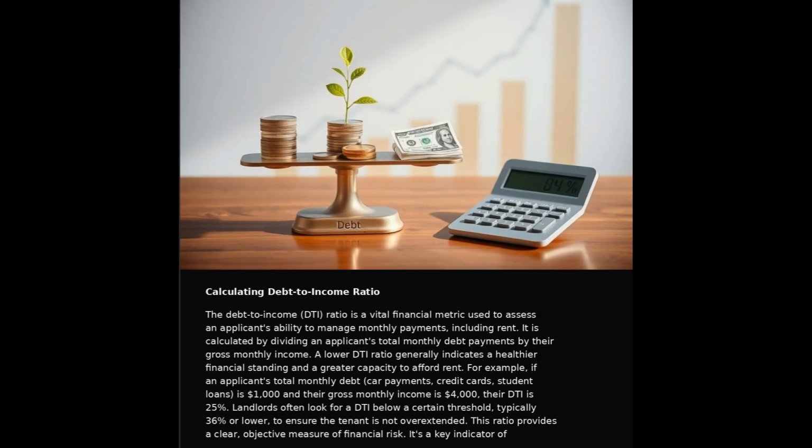Landlords often look for a DTI below a certain threshold, typically 36% or lower, to ensure the tenant is not overextended. This ratio provides a clear, objective measure of financial risk. It's a key indicator of financial stability.